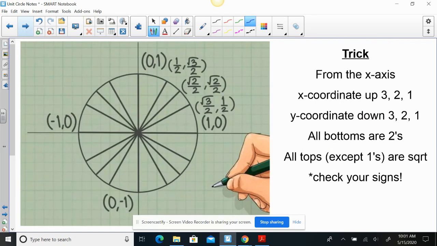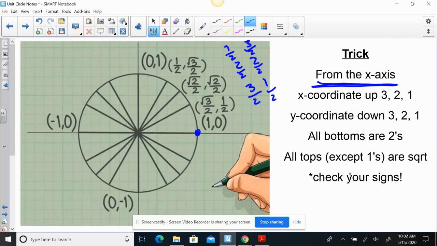So how do I use this? Actually, sorry, what's the trick? Okay, so we always go from the x-axis. That's our initial. We talk about our reference angle. So if you're going from the x-axis, I'm just going to start here. My x coordinates, I'm going to write 3, 2, 1 going up. Then my y coordinates, I'm going to write 3, 2, 1 going down. All of my bottoms are 2s, so I'm going to put 2s on all of the bottoms.